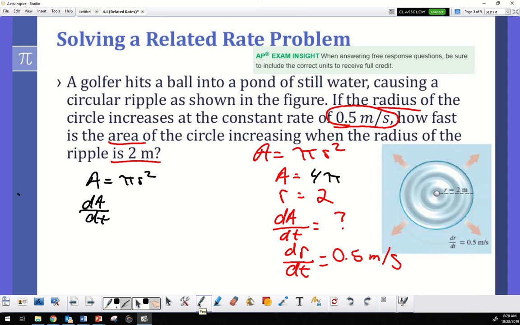So pi is a number, right? It's a constant. So I'm not taking a derivative of that. I'm taking a derivative of the r. So that's going to give me 2 pi r. But since I took the derivative of r with respect to time, I need to write that. So dr/dt.